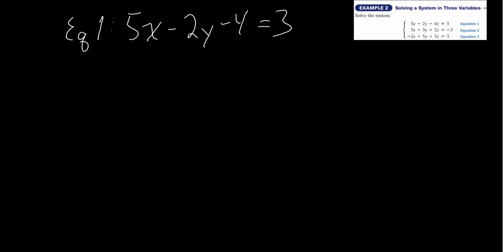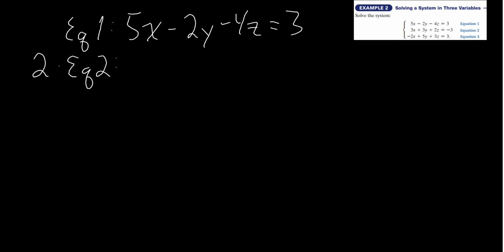Okay. So next up, I want to eliminate that 4z, which I did not write there. Let's fix that. 4z. I want to eliminate that z. So what I'm going to do is take 2 times equation 2. I'm just going to do some mental math here. We're just going to multiply the second equation by 2.